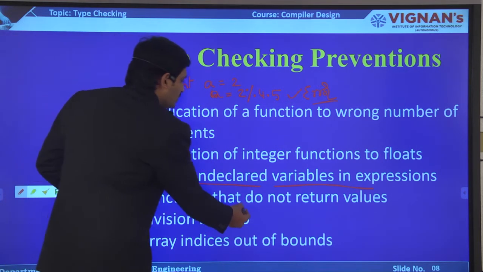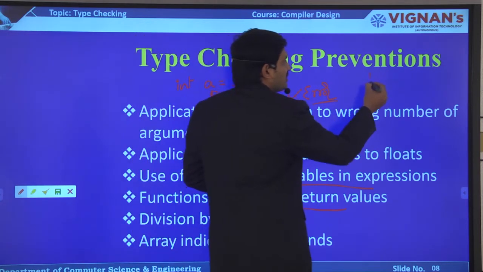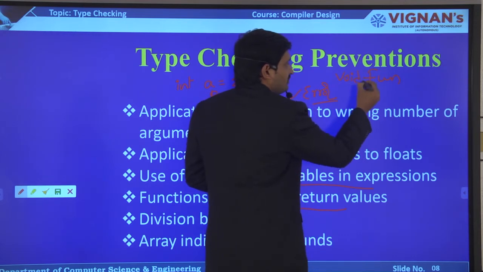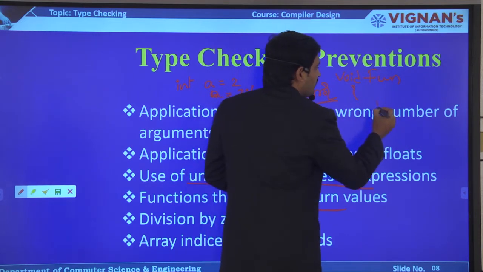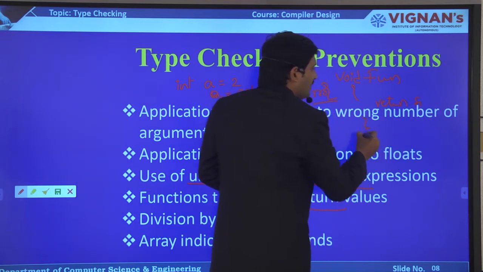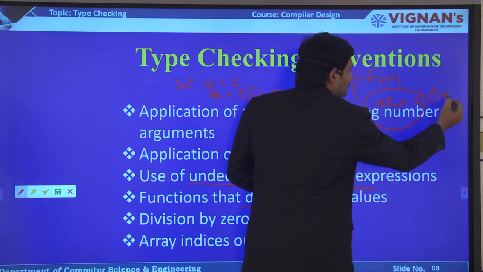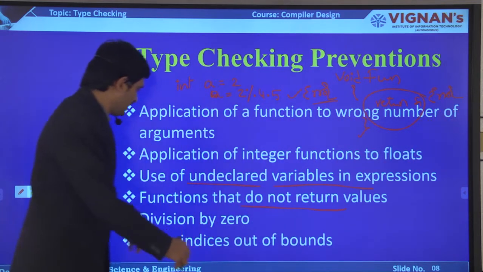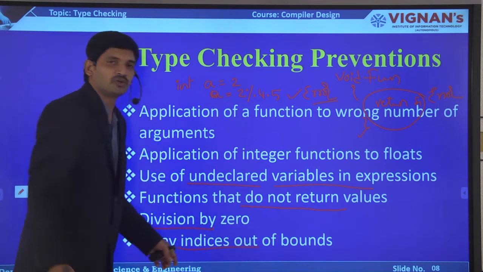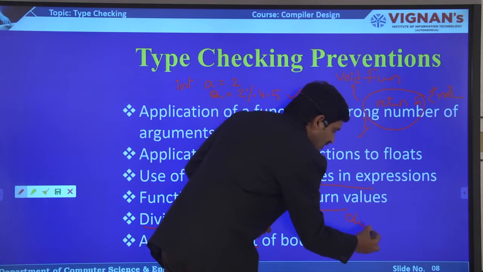Next, functions that do not return values. That means if I write a function with the return type void, but in the function body I write a return statement with some value, definitely it is going to generate some error. Okay, and division by 0 and array indices out of bounds are checked in dynamic type checking.